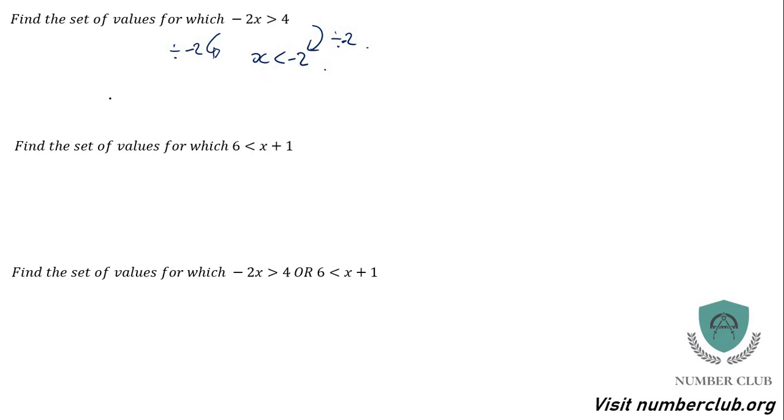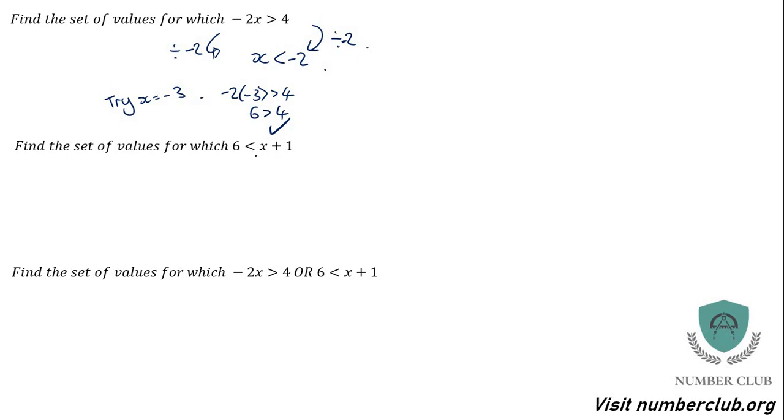Try it. Try, say, x equals negative 3. Would it be true that negative 2 lots of negative 3 is greater than 4? Yeah, 6 is greater than 4. So it works. We've got the correct side of it. The critical value is always going to be negative 2, but we just want to make sure that we've got the correct side. And so I'm happy with it because I chose something that worked for this inequality at the end and it worked for the inequality at the start.